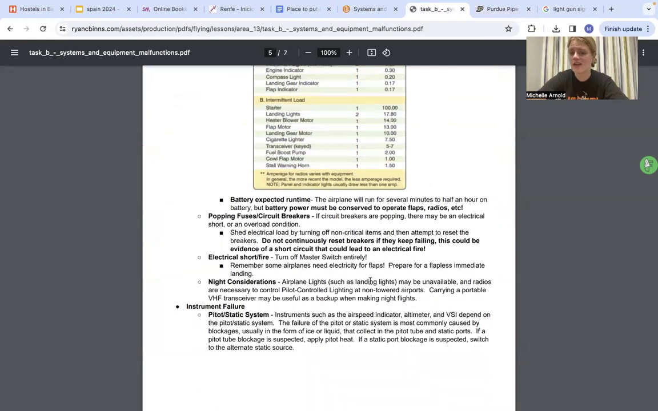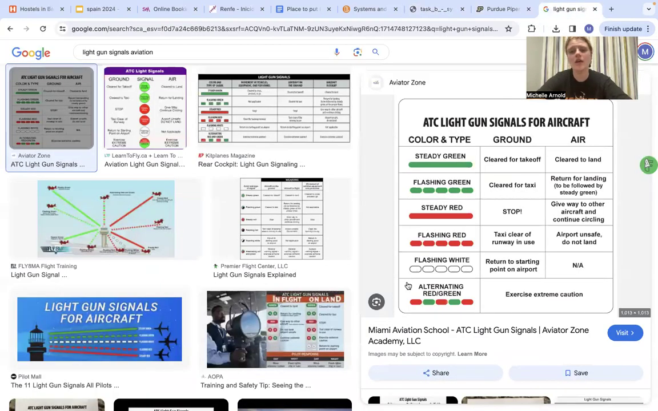you might not have airplane lights such as landing lights or radios, which are necessary to control pilot controlled lighting and to reach non-powered airports. So carrying a portable VHF transceiver may be useful as a backup when making night flights. Another thing to consider is that if you do lose communications, it's important to know your light-gun signals. Or if you have a picture that you can easily pull up, that is also okay. But it'd be a good idea to memorize these. There's not that many of them.